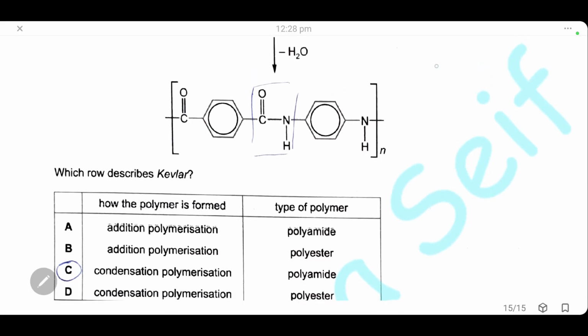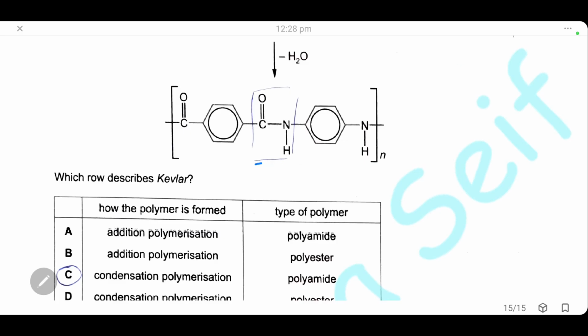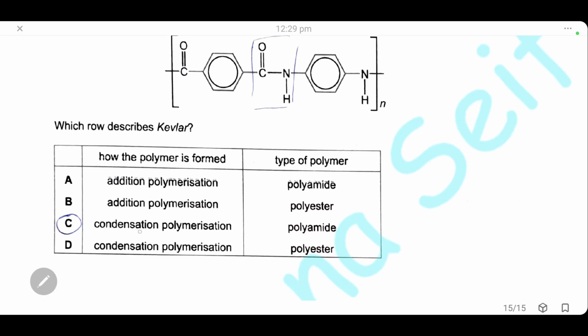As we can see, it is formed by removal of 1 molecule of water, so it's a condensation polymer. The polymer is formed by condensation, and because of the formation of the amide group here, it's a polyamide. So this polymer is a condensation polymer, and the type of polymer is polyamide.